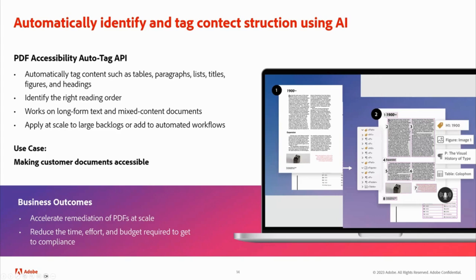Tagging a document can be very time consuming. What our API now provides you is a way to immediately tag a document to what I would personally define, not Adobe, as 80 to 95% complete.